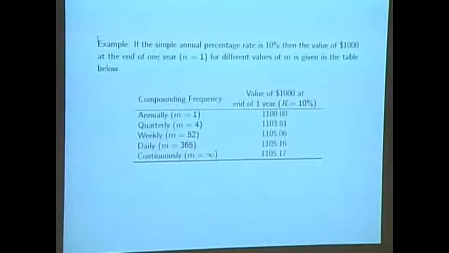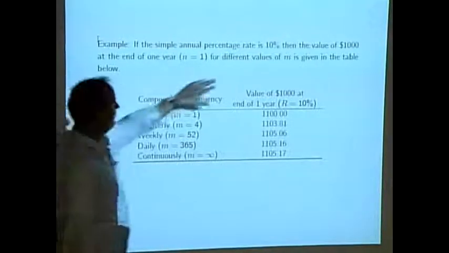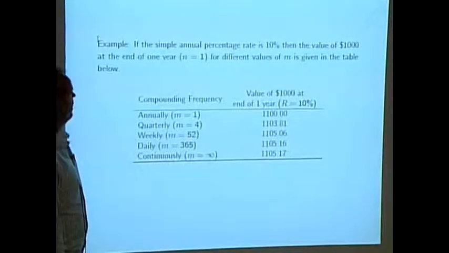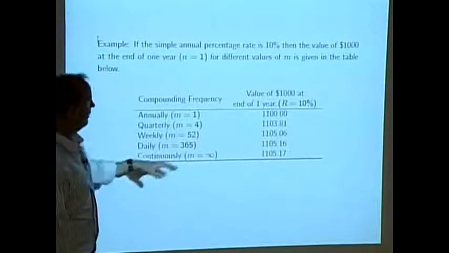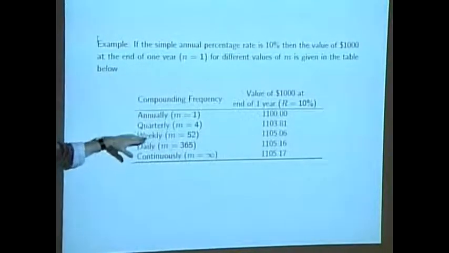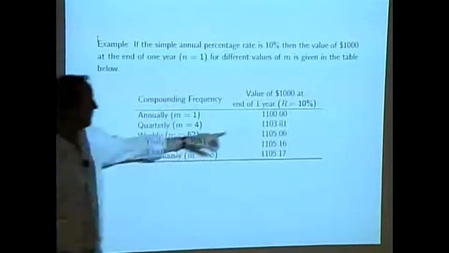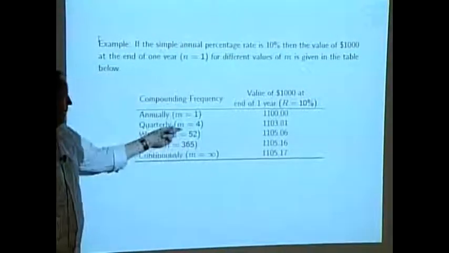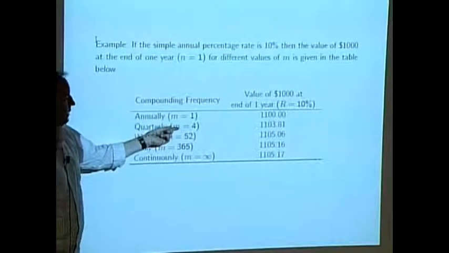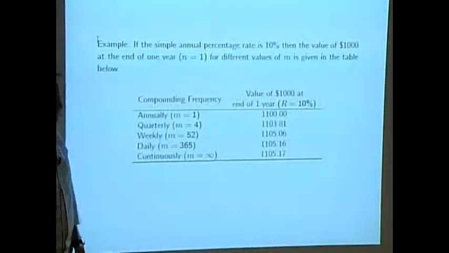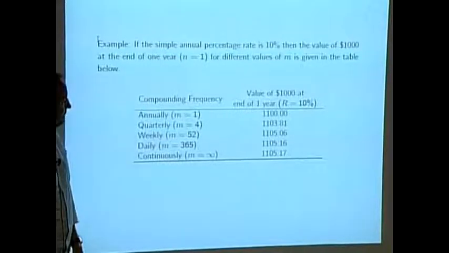So what does compounding give us? Here's an example. Say we have an annual interest rate of 10%. We start with $1,000, and then we look at the future value after 1 year with different amounts of compounding. If you compound annually, you get 10% interest, so you get an extra $100. If you compound 4 times per year, you're going to get an extra $3.81. So that's what the 4 times compounding gives you.